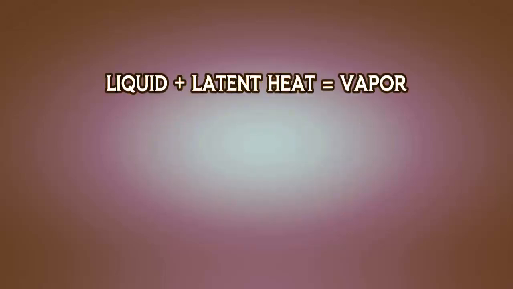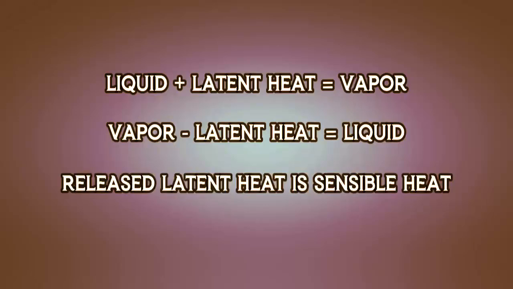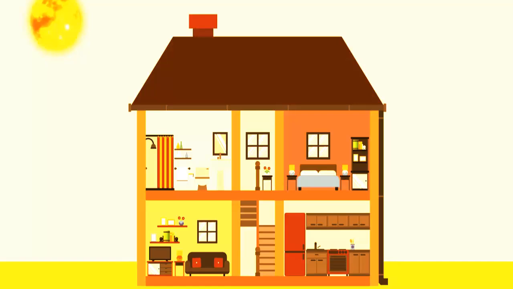So, what we learn from this explanation is latent heat is added to a liquid to make it evaporate into vapor. When latent heat is removed from a vapor, it condenses back into a liquid. When latent heat is released from a vapor, it becomes sensible heat. Let's see what effect this has on HVAC. So, I believe that you have a good understanding of latent heat and sensible heat from the explanation above.